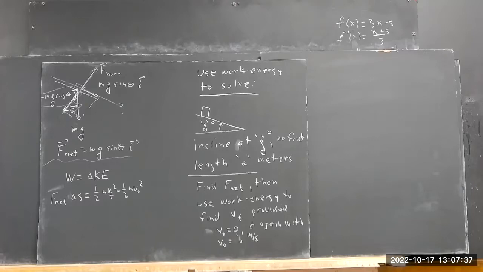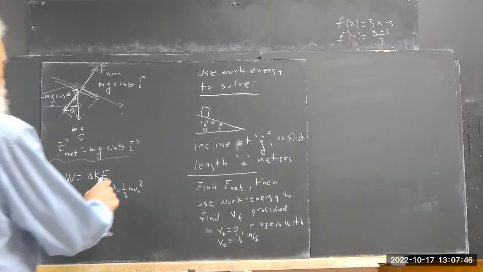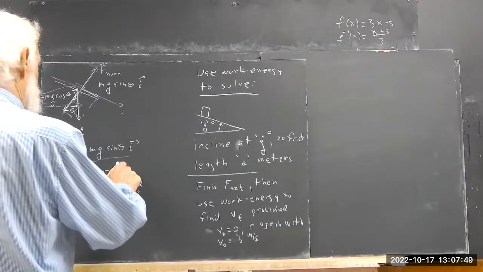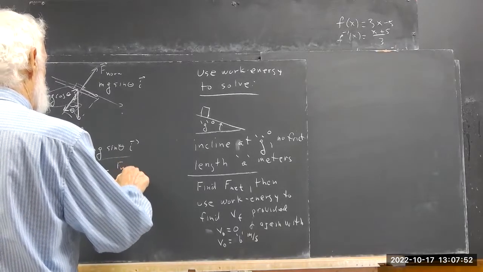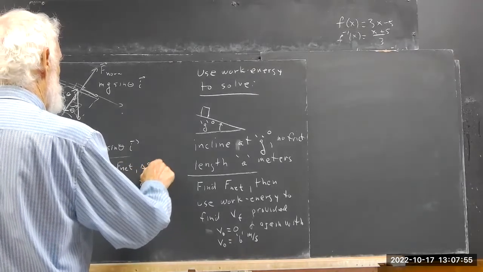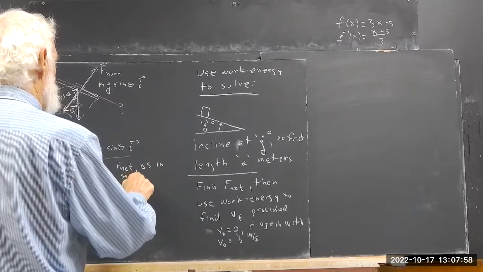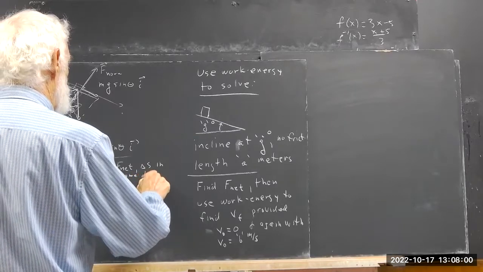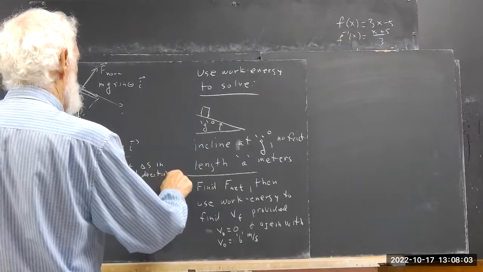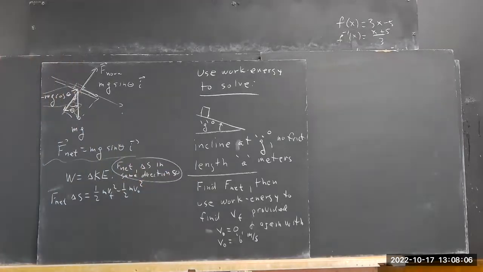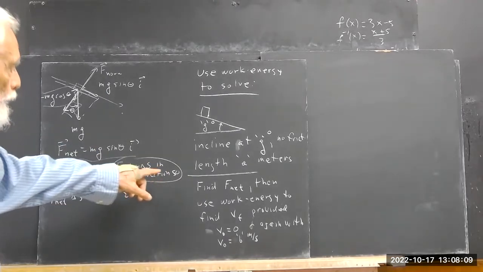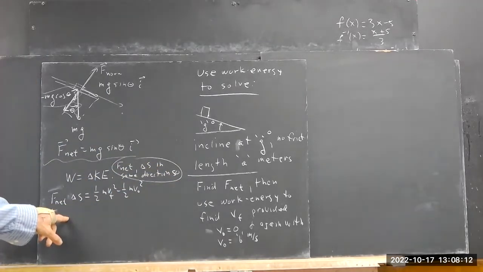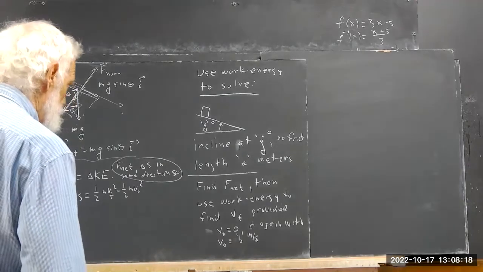Okay. Now this is really a vector dot product, a dot product of your F net with your delta S vector. But in this case, I say F net and delta S are in the same direction, so we can write this. Okay. So this becomes pretty easy.